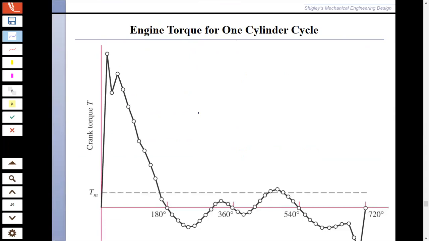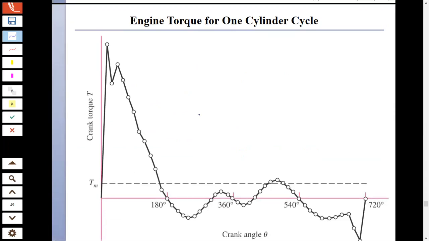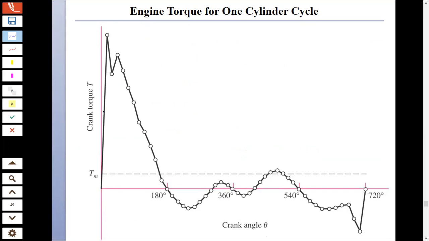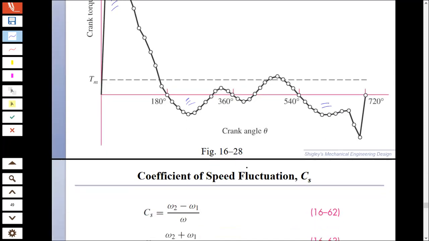And this is the engine torque for one cylinder, that is shown over here, where this is the energy, as I said, the energy input, right? And this is the energy output at different angles of the crank.